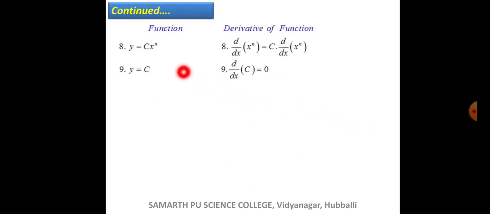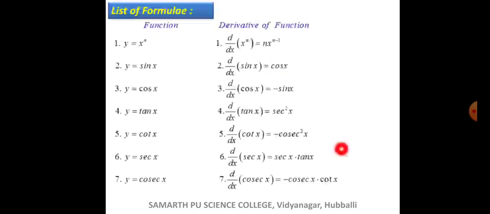If y equal to c into x to the power n is a function where c is any constant, then the derivative of this function, d by dx of c into x to the power n, is equal to c into d by dx of x to the power n. And we also know by the first formula that d by dx of x to the power n equal to n into x to the power n minus 1.